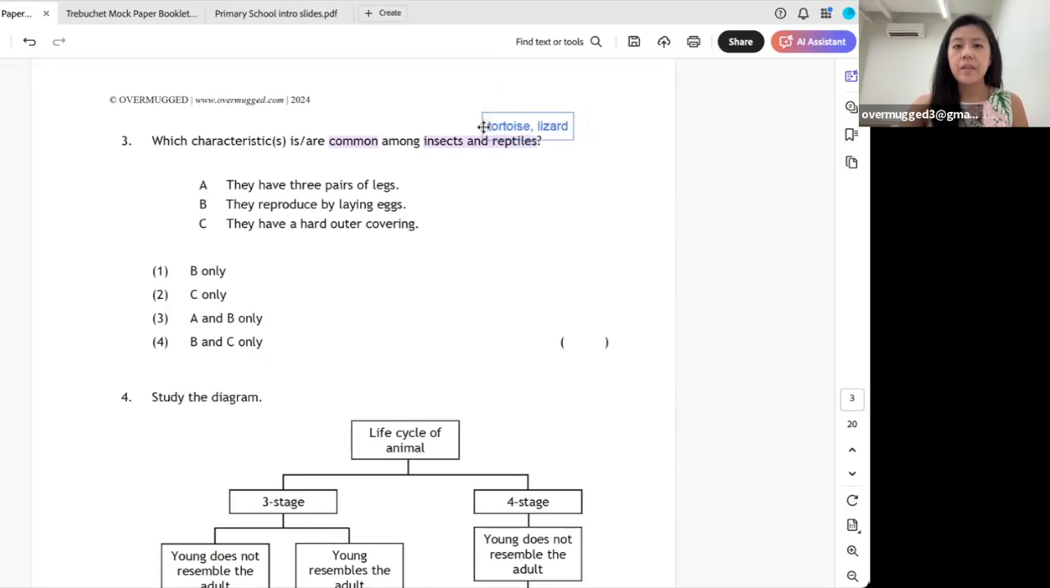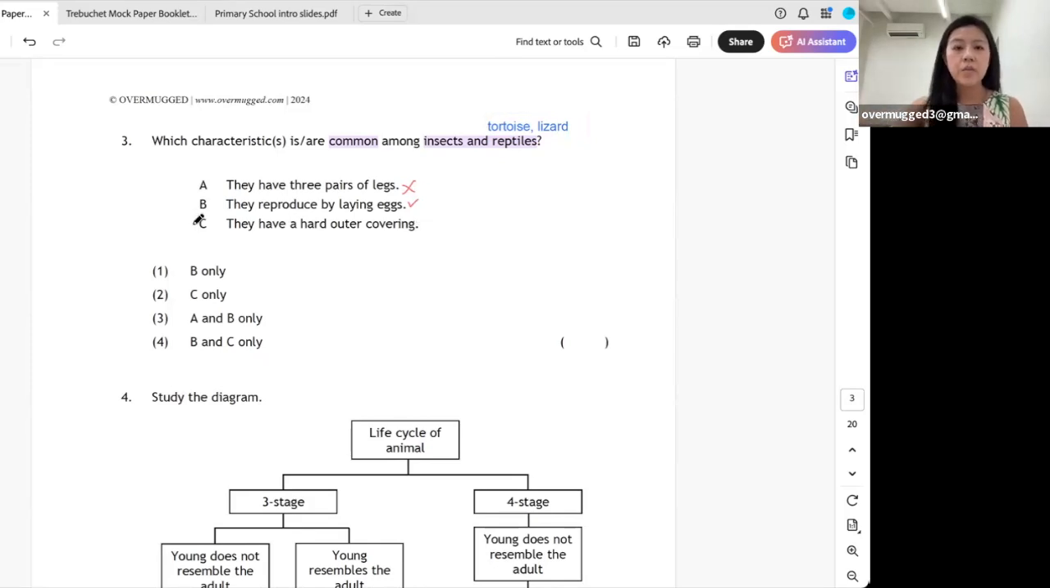Now with that, let's look at the statements that we have. Okay, they have 3 pairs of legs. This is not true for reptiles. Okay, the group of animals that have 3 pairs of legs in your primary 3 syllabus would be the insects. All right, both of them reproduce by laying eggs. This is true. The group of living things that you learn in primary 3 that does not reproduce by laying eggs is the mammals. Okay, and we are talking about the most mammals.